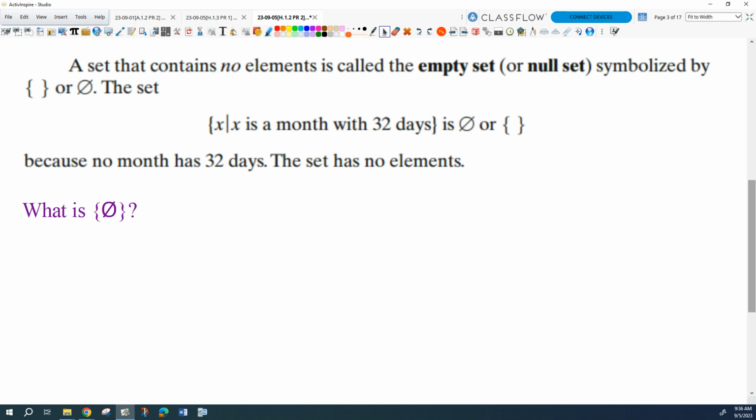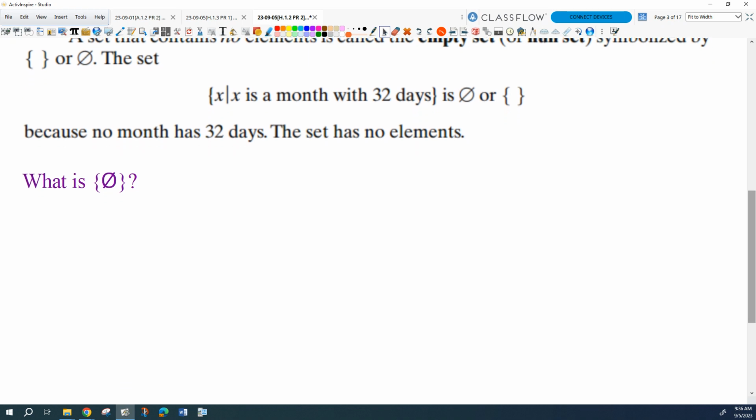Here's an example of the empty set. How about this one? The set of all x such that x is a month with 32 days. Which months have 32 days? None of them, right? So that is the empty set. There are no elements in that set. So we could write it either way.